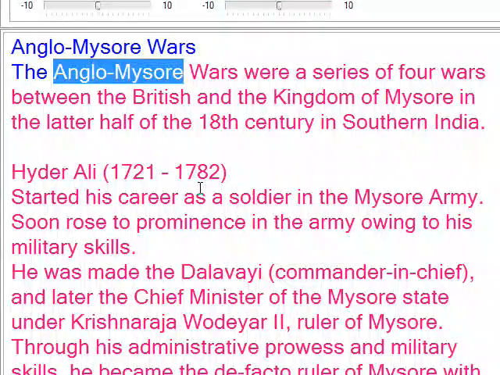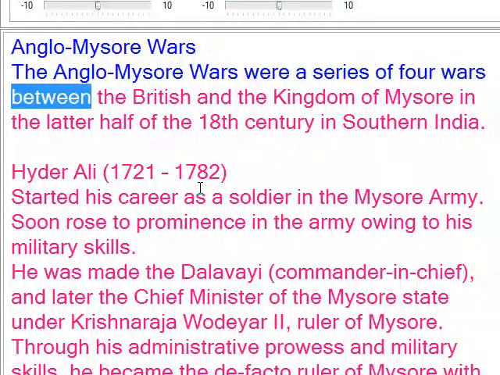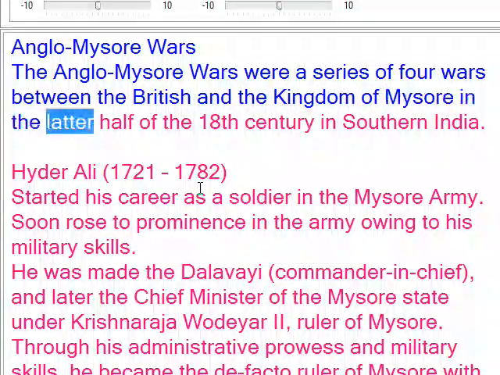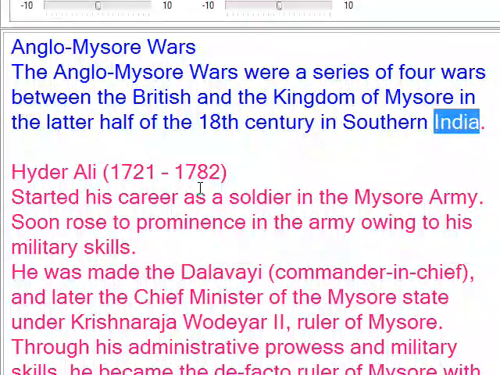Mysore Wars. The Anglo-Mysore Wars were a series of 4 wars between the British and the Kingdom of Mysore in the latter half of the 18th century in southern India.